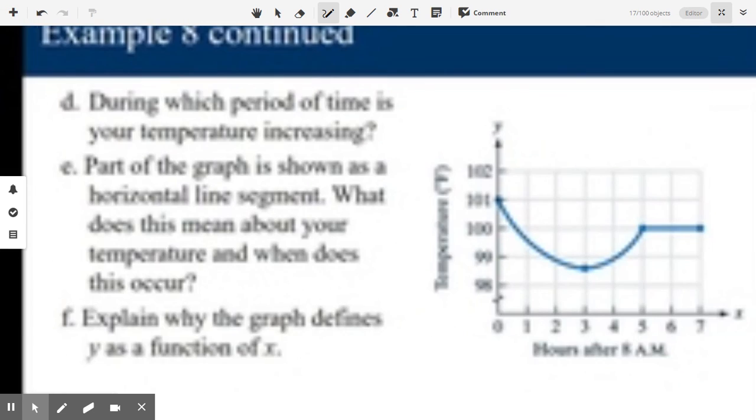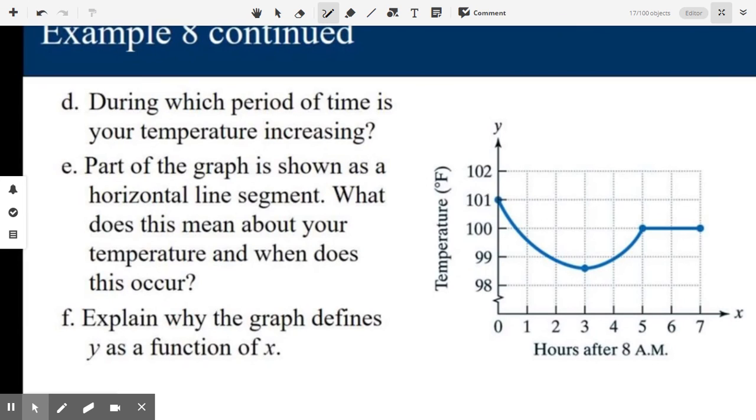Is it going to clear up for me? There we go. During which period of time is the temperature increasing? So we can see here for these 2 hours, it's going back uphill from 11 to 1, 11 to 1. Their temperature started going back up. So maybe the Tylenol is wearing off. Part of the graph is shown as a horizontal line segment. So they're talking about this part right here. What does that mean when it stays level?